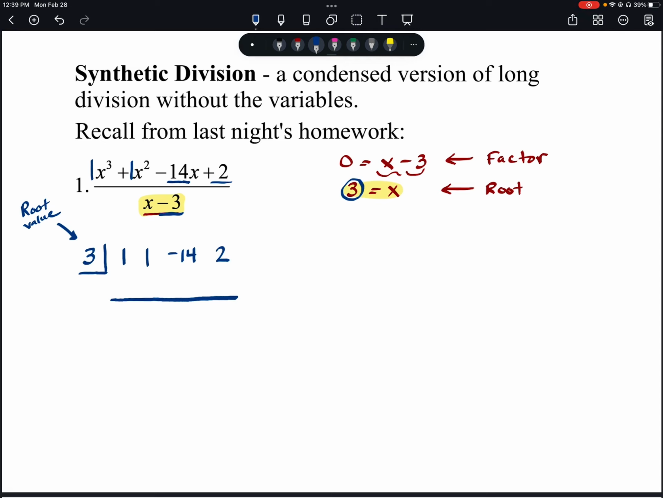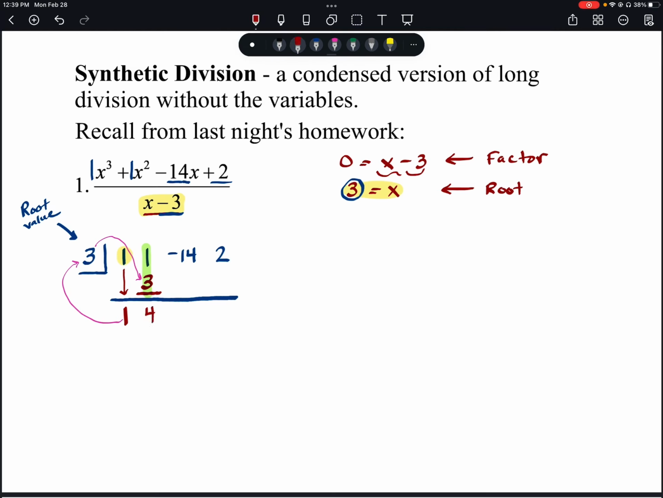So here's how it goes. We take our first term, which is 1, and we just go straight down and rewrite that underneath here. So that becomes a 1 down here. Next, we're going to find this value by doing our 1 times our 3 and then writing it in there. So 1 times 3 obviously is 3. So we've got a 3 right here. Then we are going to add this column. So 1 plus 3 gives us 4.